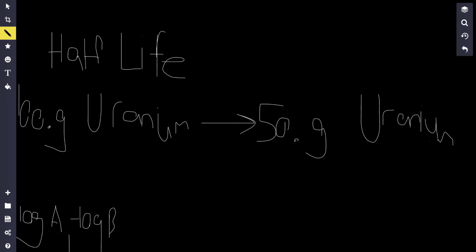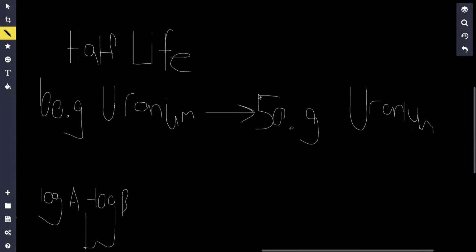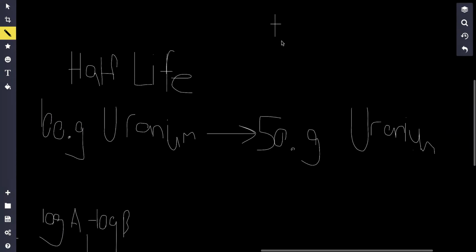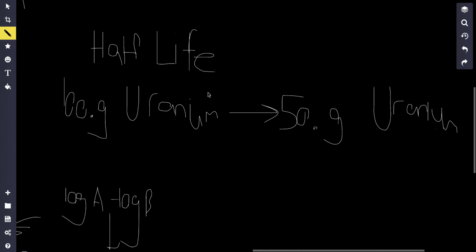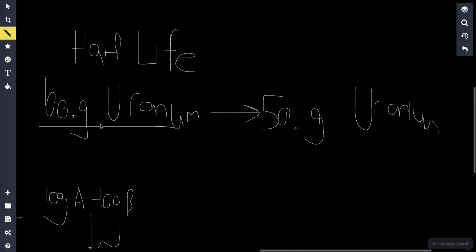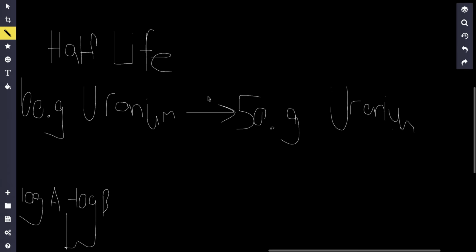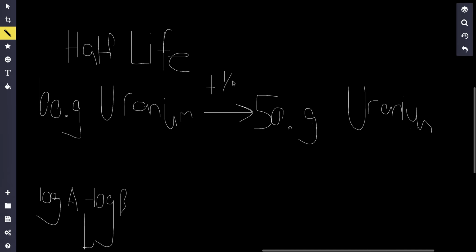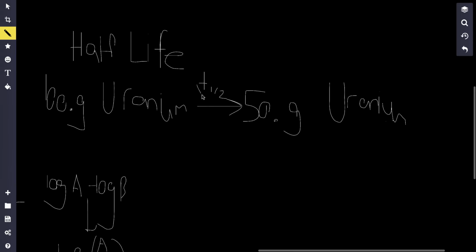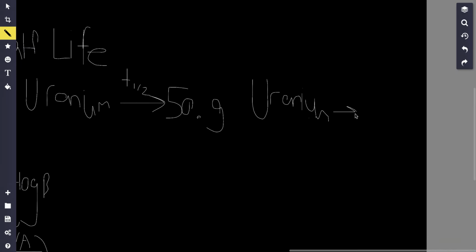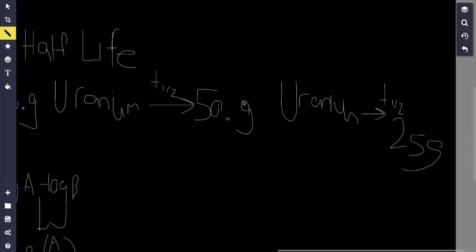And that's essentially half-life. So in order for 100 grams of uranium to become 50 grams of uranium, it has to pass through one half-life. All right, and then half-life is symbolized by this T subscript 1/2. So if uranium undergoes one half-life, this amount of time right over here, then it's going to become 50 grams of uranium. If it undergoes another half-life, then it's going to become 25 grams, and so on.